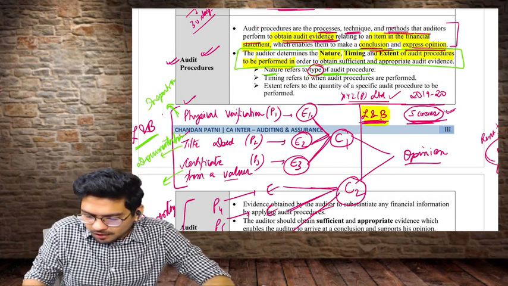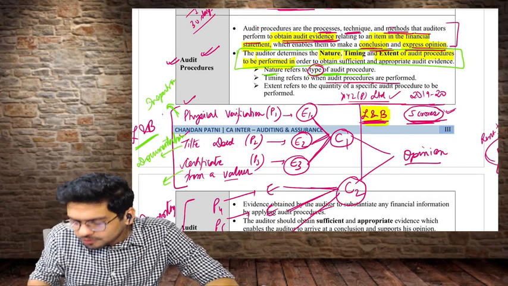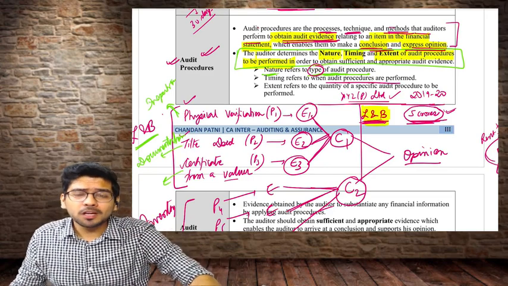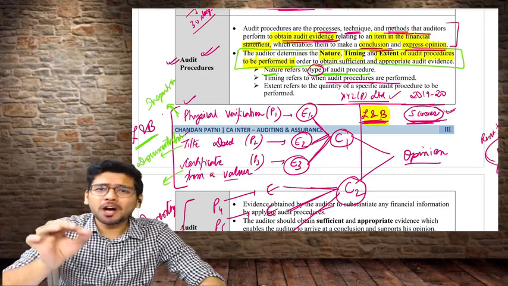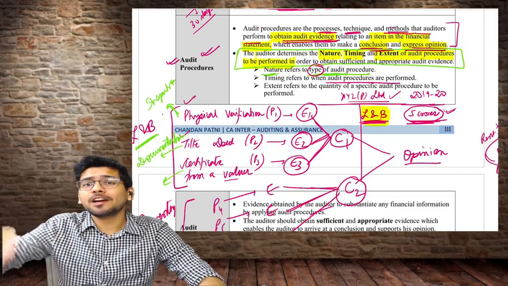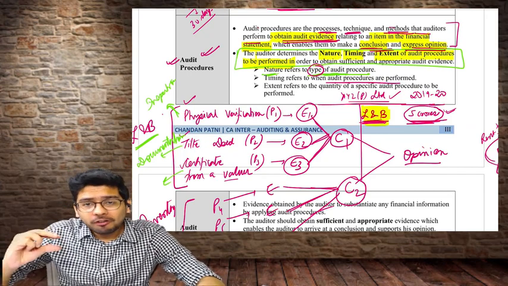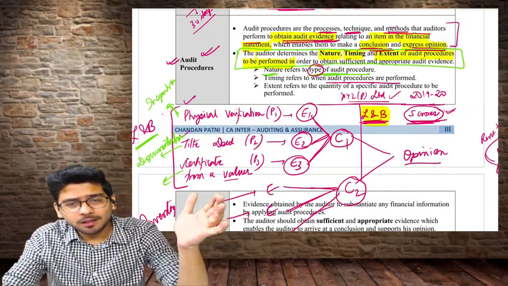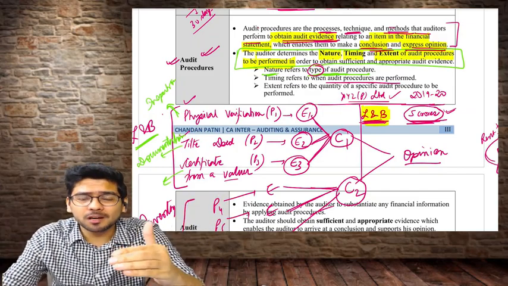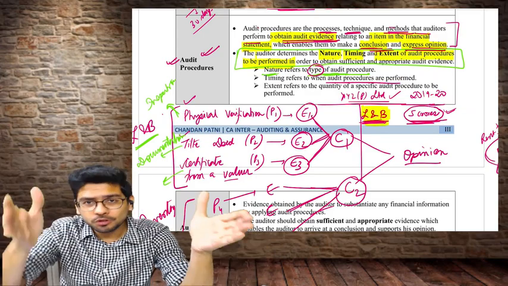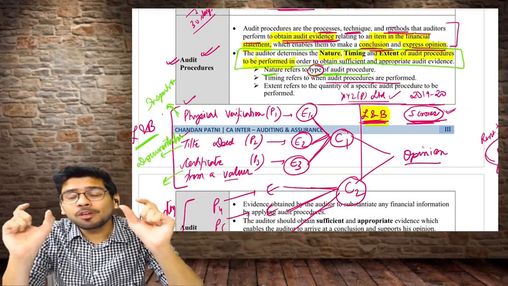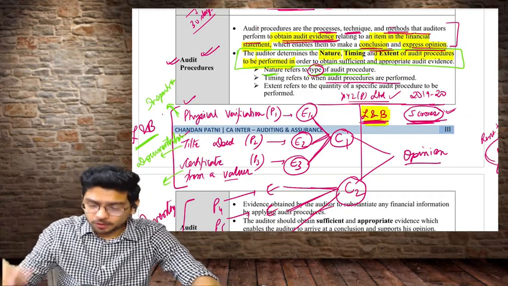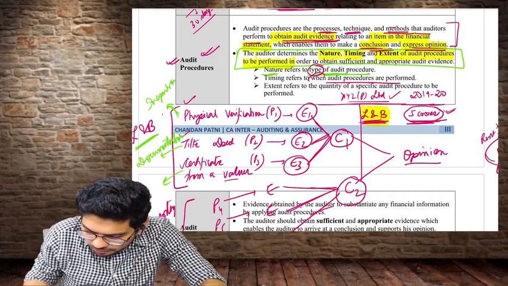Then timing refers to when the audit procedures are performed, when the procedure is to be applied. For example, you have to verify the inventory at the end of 6 months. Obviously the verification procedures that you are going to apply will be at the middle of the year. Once the 6 months are completed, you cannot wait for the year end to do this procedure. So timing also has to be determined, that is, when this particular procedure has to be applied.